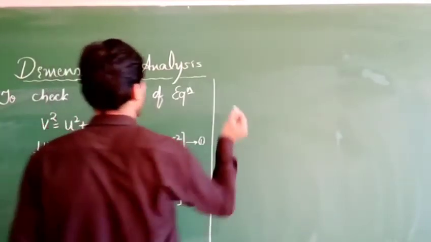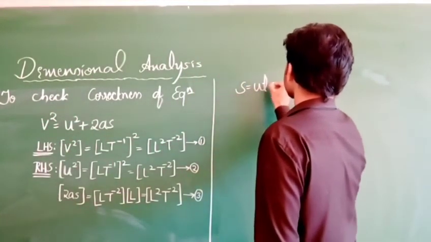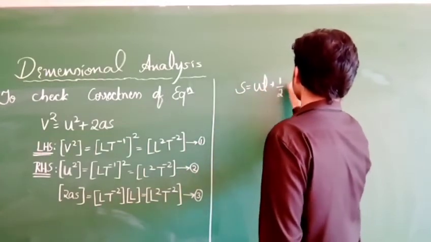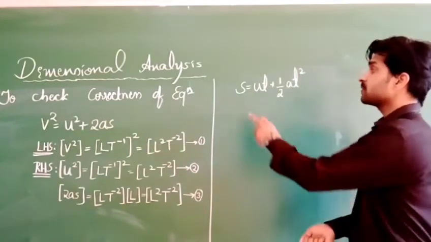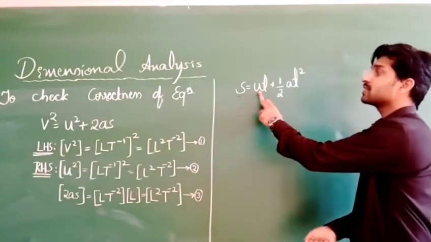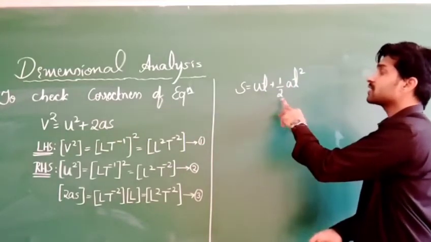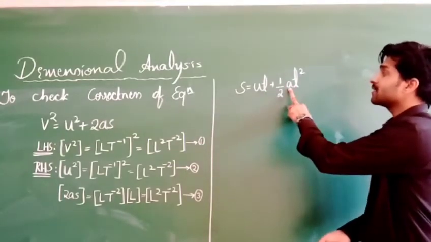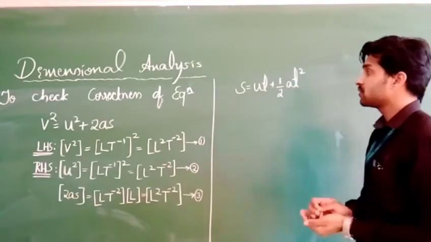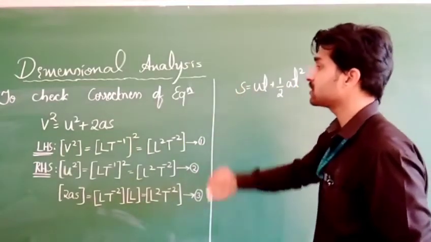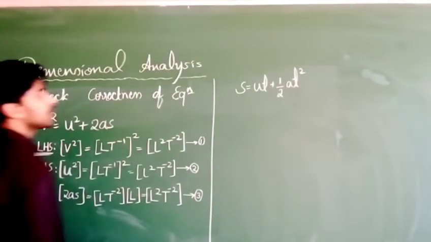That is nothing but S is equal to ut plus half at square. Clear? S is nothing but displacement. U is nothing but initial velocity. T is nothing but time. One by two, half, is nothing but a constant, don't worry. A is nothing but acceleration. T is again the time taken. So shall we start applying the conditions? This is our example number 2.